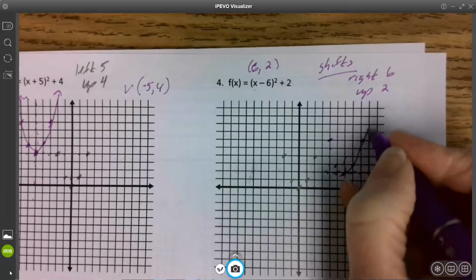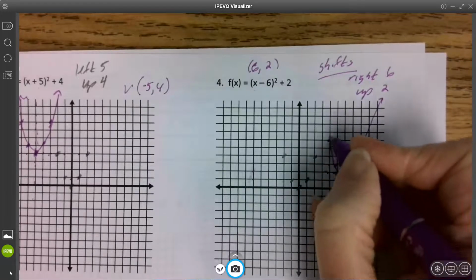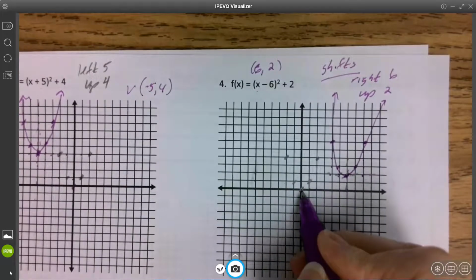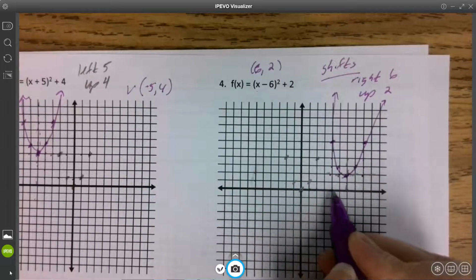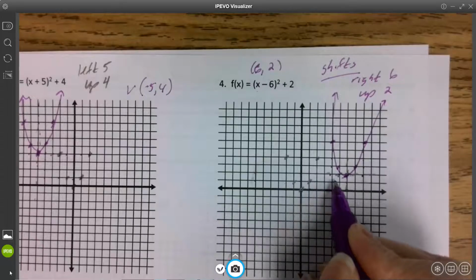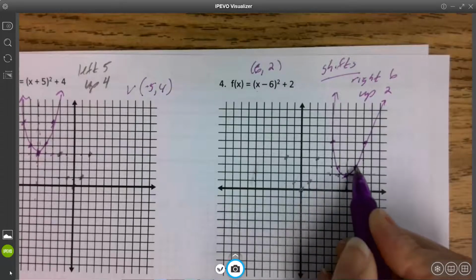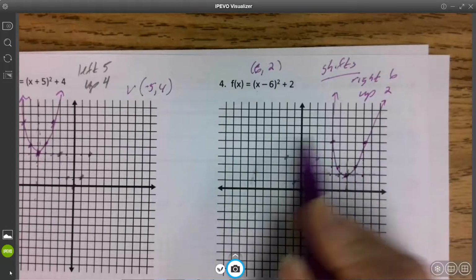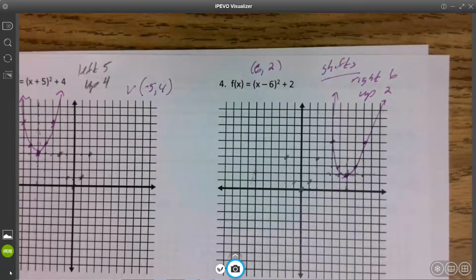This is my graph. Now, if I would also go back to the way I've been doing it, take my parent function, I shift it right 5, 6, 1, 2, 3, 4, 5, 6, up 2. Take this point, 1, 2, 3, 4, 5, 6, up 1, 2. Okay, I'm just shifting all these points. It's just another way to look at it.